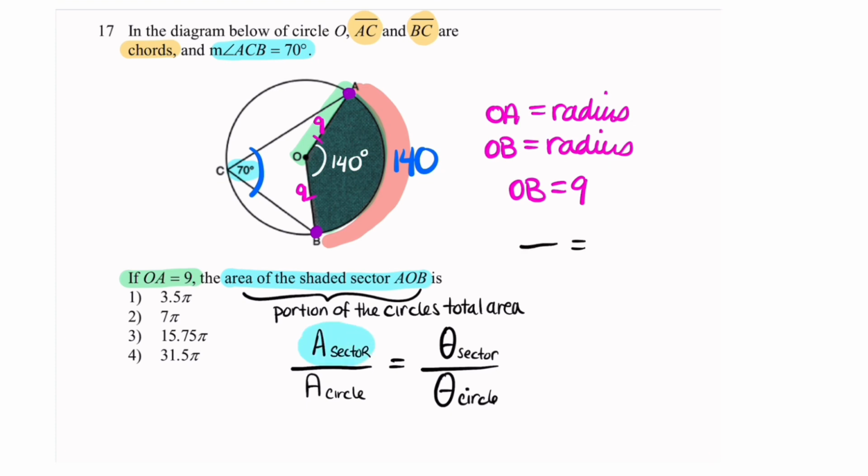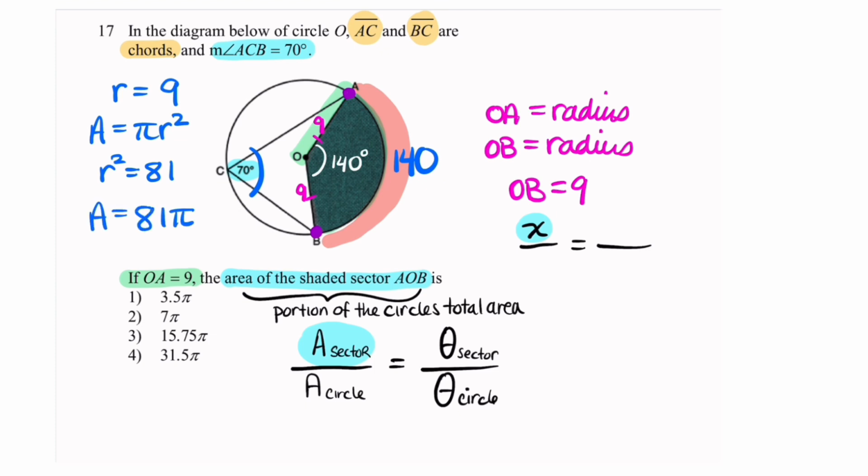So the area of the sector, we'll let that be x because we don't know what that is. To find the area of a circle, we take its radius, we square it and multiply it by pi. So for the area of this circle, we get 81 pi. We'll put that down for the area of the circle. We know that the angle for the sector here is that central angle of 140 degrees. And in a circle, a full revolution around a circle is 360 degrees.